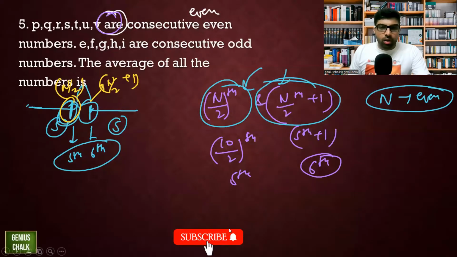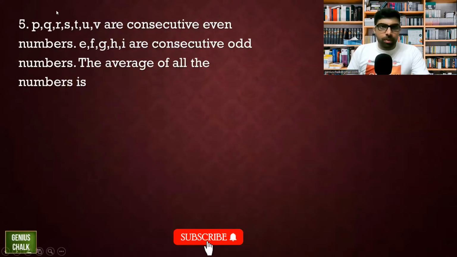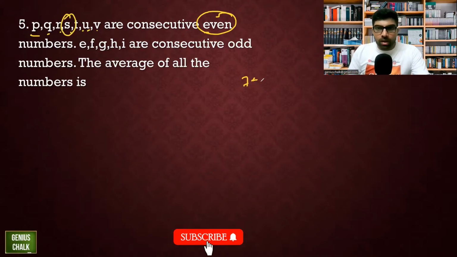Here you can see that PQRSTUV. Now how many observations? 7 observations, consecutive, like 1, 2, 3, 4, 5, 6, 7. So what is the middle? 7 means (7 plus 1) by 2, (n plus 1) by 2. That is the 4th observation. So what is the 4th observation? It is S. So S is the average, right?